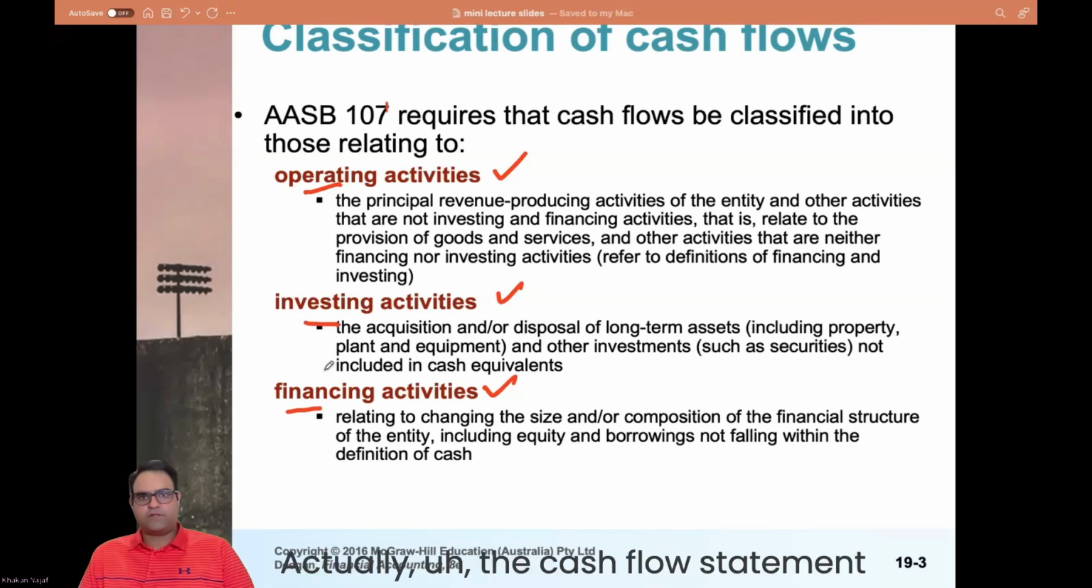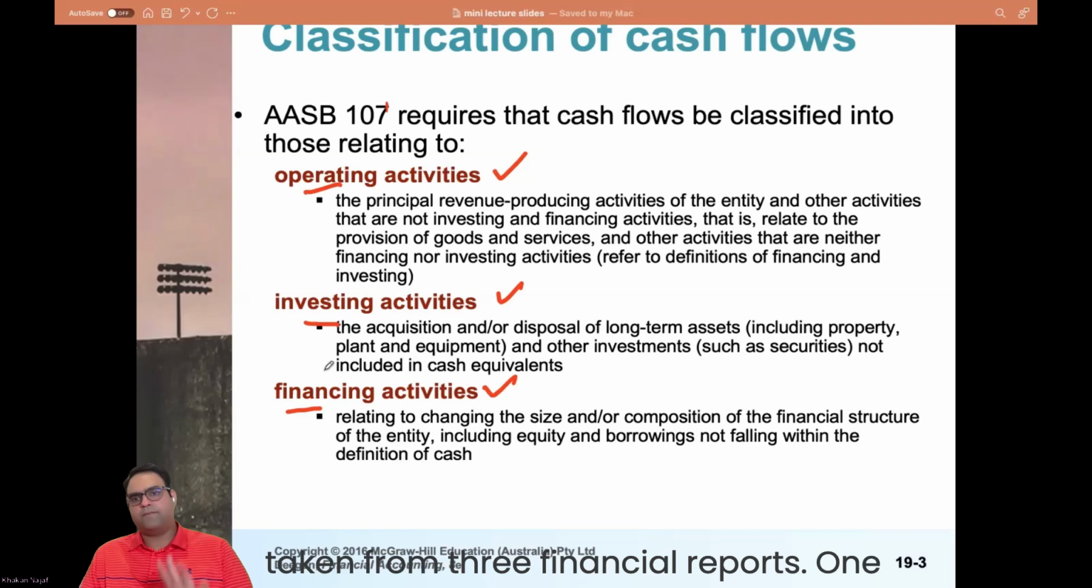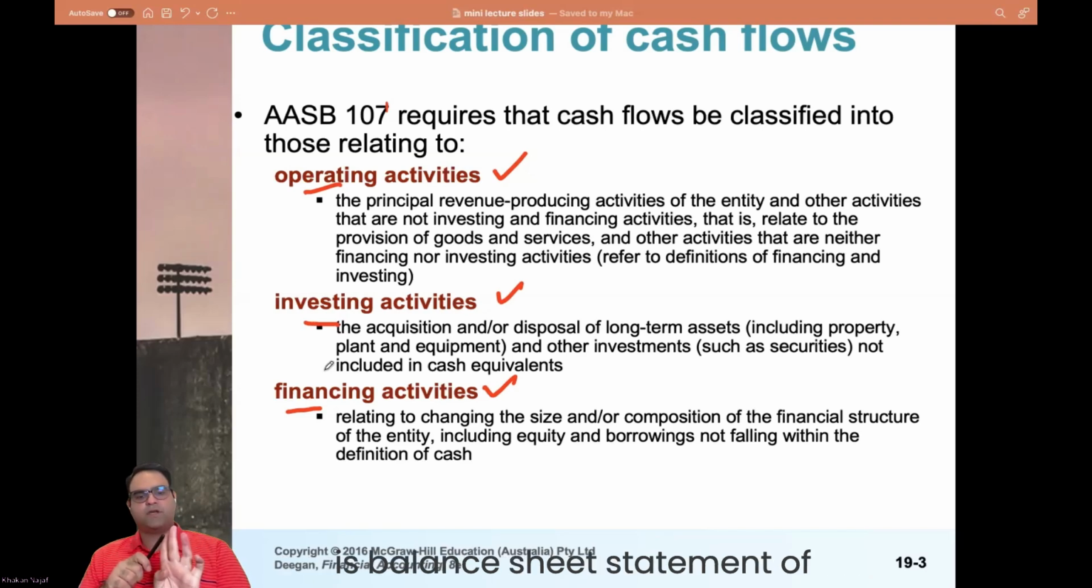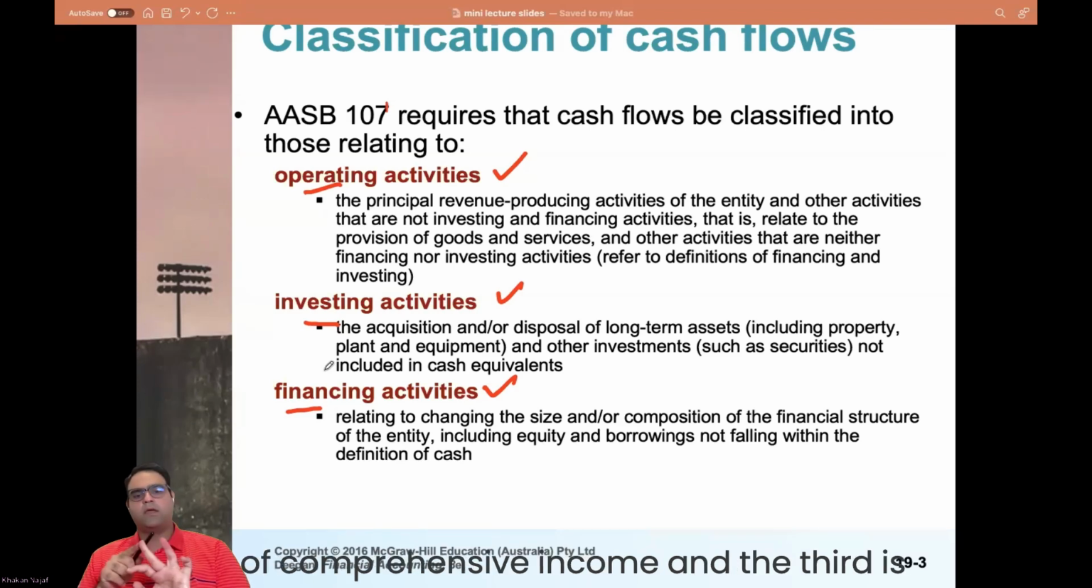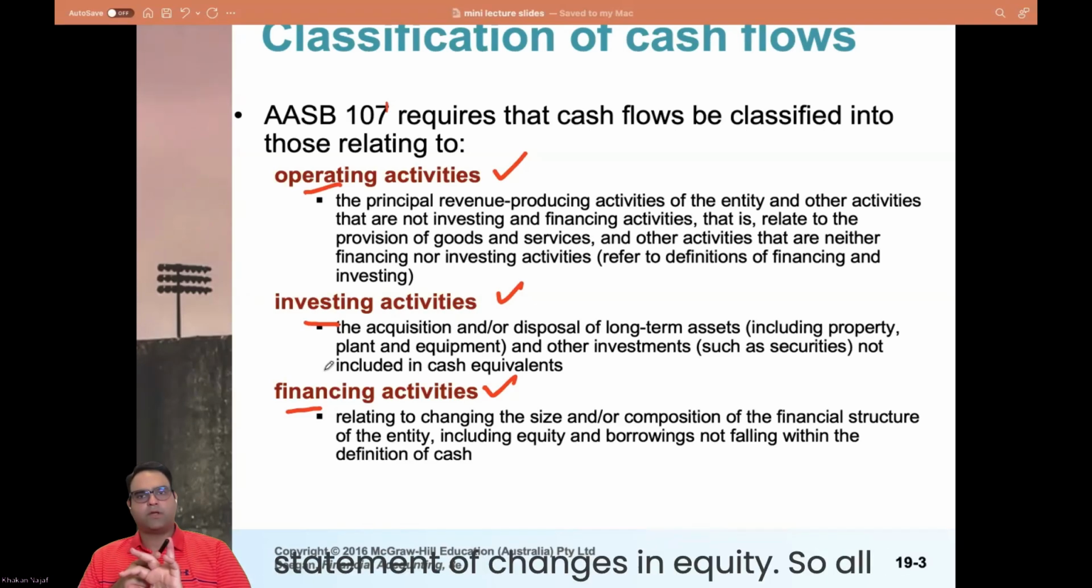Actually, the cash flow statement has these three major components. Again, these three major components are taken from three annual reports. One is the balance sheet. Second is the profit and loss account, or what we call the profit and loss statement, or statement of comprehensive income. And the third is the statement of changes in equity.